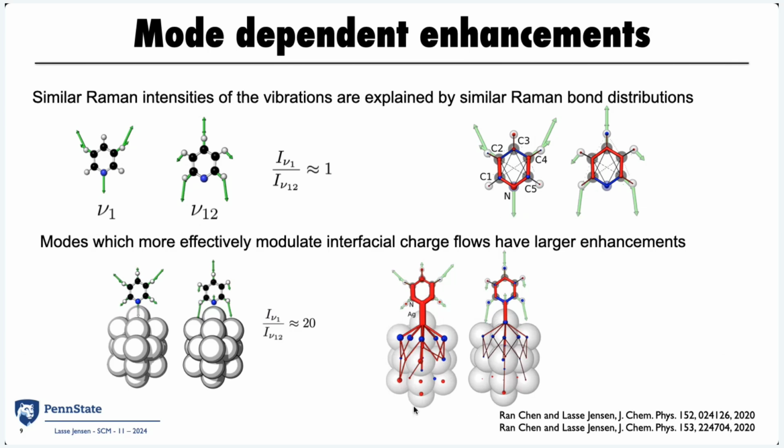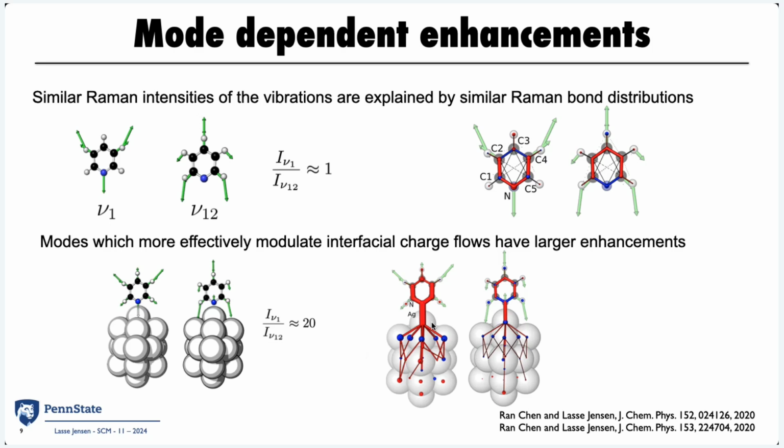And the more coherent this charge flow is, the larger your chemical enhancement mechanism is. And you can see due to the symmetry of the motion of these two different molecules, okay, the ν1 leads to this more coherent charge flow in the system, which leads to this larger enhancement mechanism, okay? So this allows us to build a visual and a quantitative way to explain why we actually get these large enhancements in surface-enhanced Raman scattering.